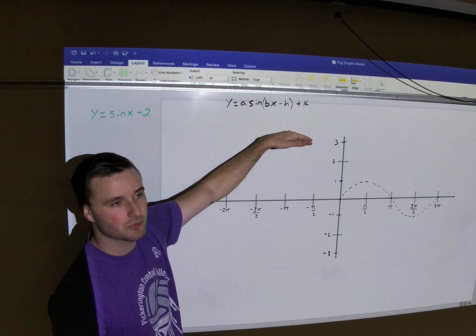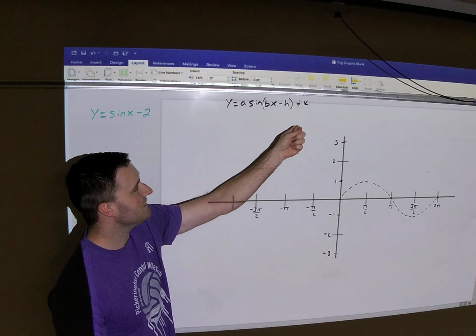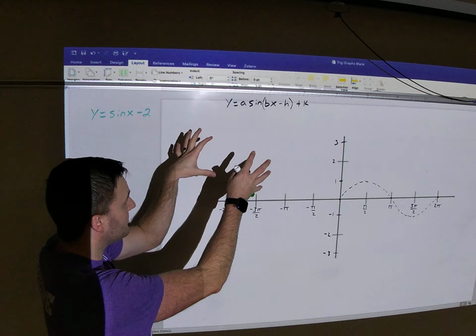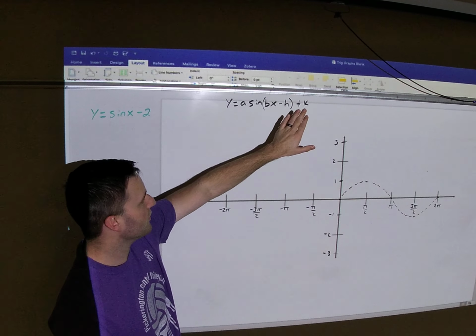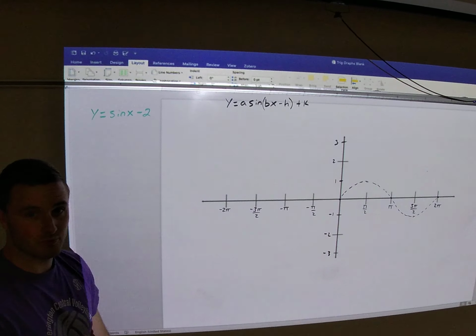So if it's plus 3, that means we go up 3. If it's minus 7, that means we go down 7. So it's like we're lifting the graph off the board and we're shifting the entire graph up and down. We're not changing anything else. So this number on the outside of our function, separated by a plus or minus, is telling us our vertical shift.